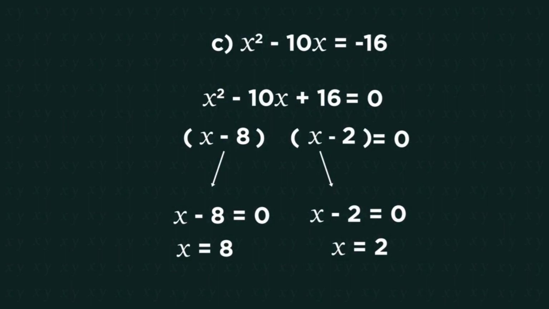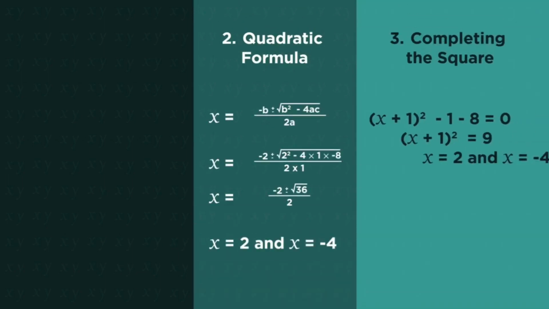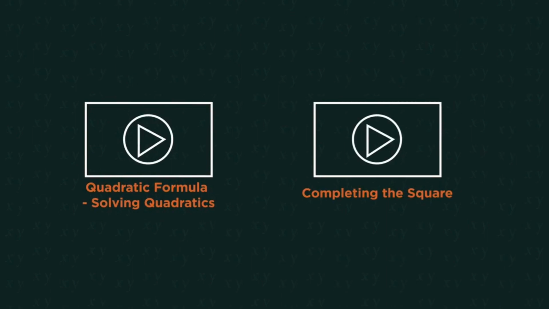So that is how we solve quadratics by factorising. Make the quadratic equal to 0, factorise it, and then solve each bracket separately. Not all quadratics factorise, which is why we can also solve them using the quadratic formula or by completing the square. Watch these videos to discover how.